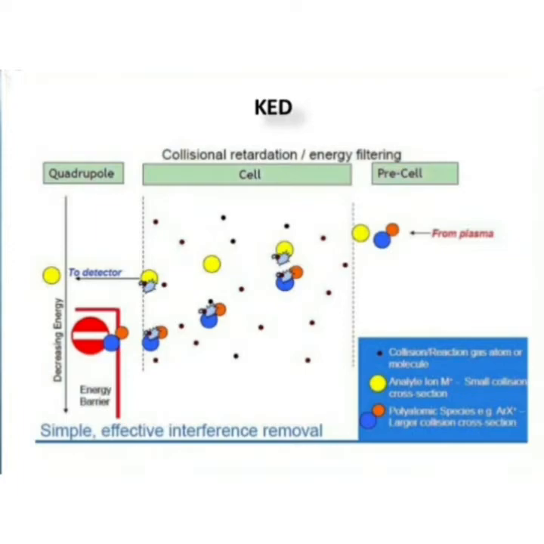They enter the cell, and after that the ions lose energy. After that the energy barrier comes. The energy barrier will stop all the blue and red ones. After that the detector will detect only the M plus ions.